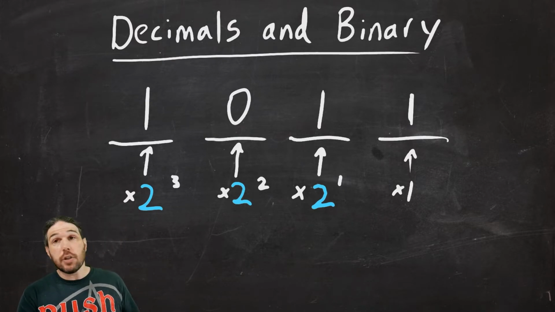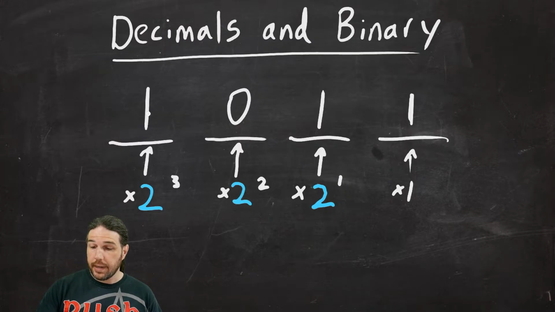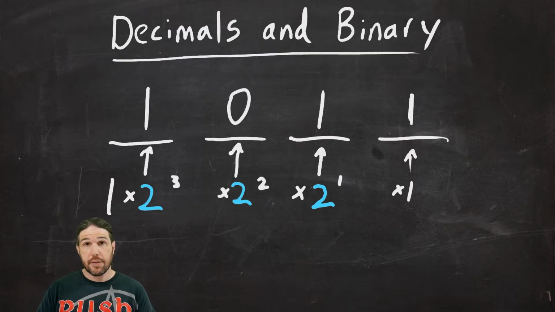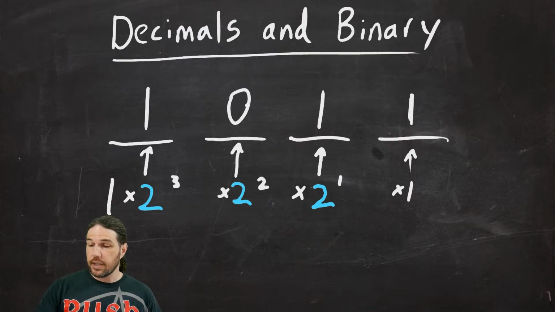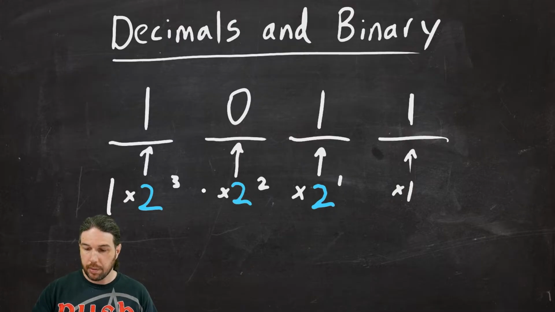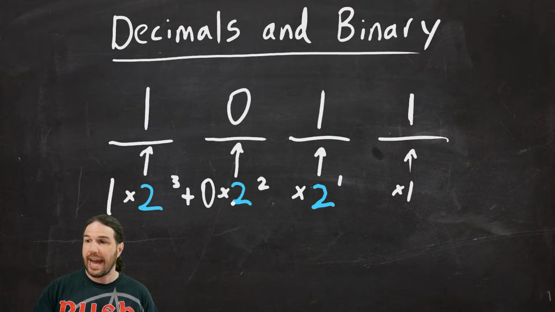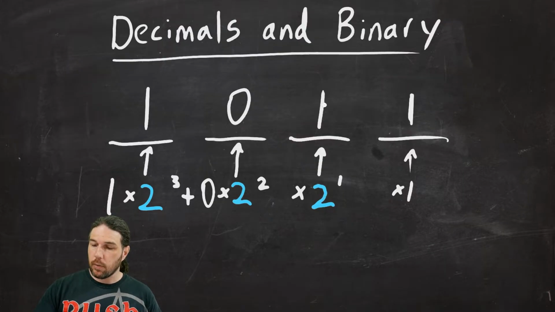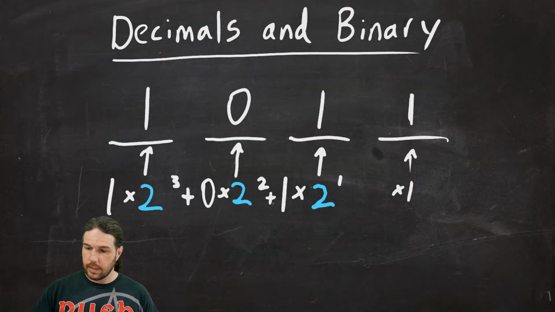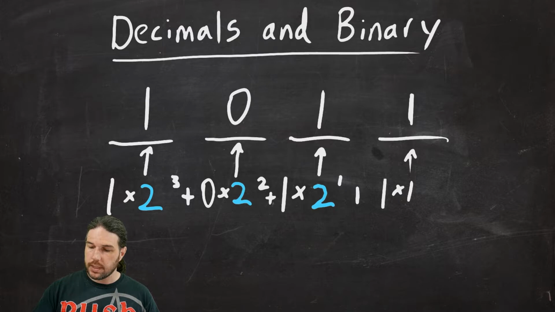So let's take a look at this number. We've got a 1 in this 2 to the third spot, so I'll just say that is 1 times 2 to the third. There's a 0 in this 2 to the second spot, so I'll put a 0 in front of there, and we're going to be adding these together in the end. 2 to the first power times 1, and again, we're going to be adding these together. And then there is indeed a 1 in the ones place.